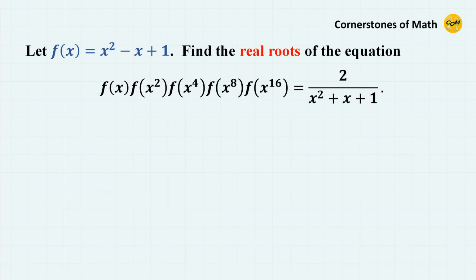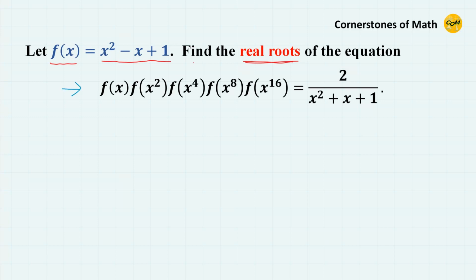Today we are going to solve the following problem. Let f(x) be x squared minus x plus 1. Find the real roots of the equation f(x) times f(x squared) times f(x to the power of 4) times f(x to the power of 8) times f(x to the power of 16) equals 2 divided by x squared plus x plus 1. So let's get started.